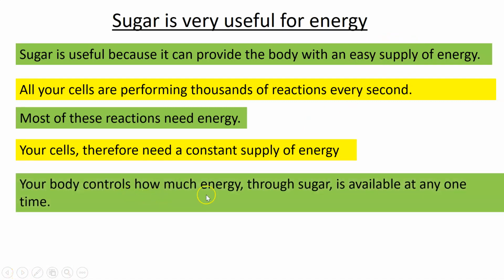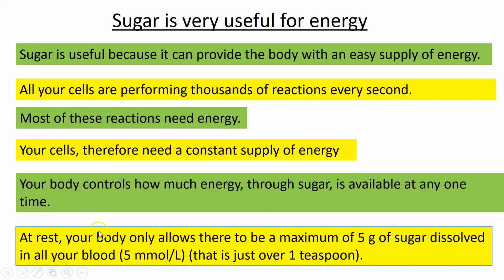Now, your body controls how much energy through sugar is available at any one time. Your cells require energy over time, but they're not over-reliant on too much energy. A little bit of energy is sufficient for your cells to be happy. So your body is able to control how much energy is available to those cells at any one time, and your body will release sugar into the bloodstream, but only a certain amount of sugar.